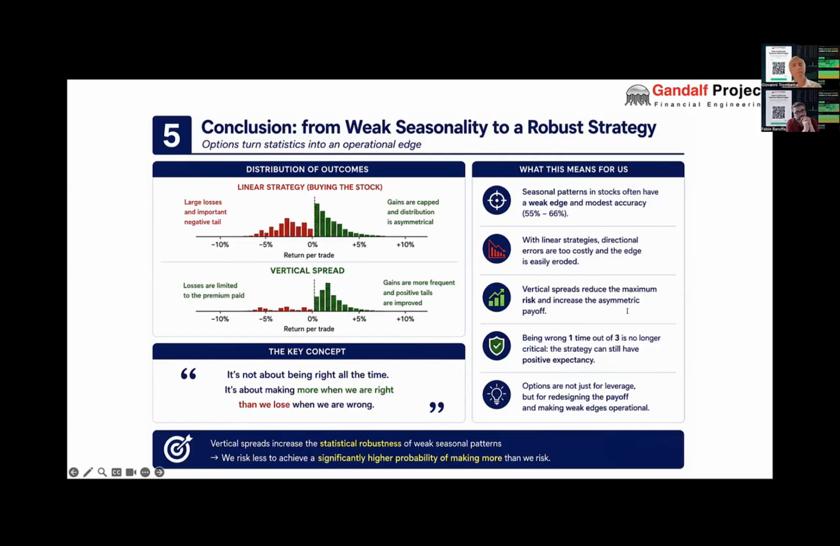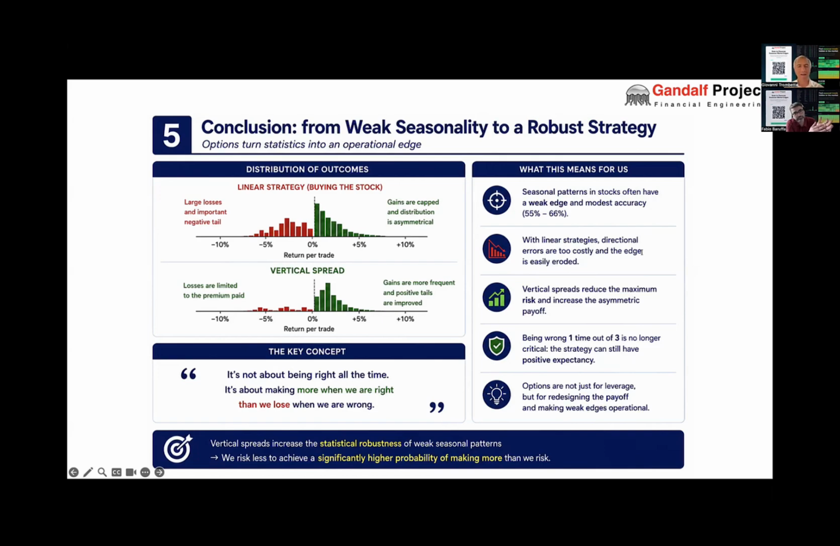Most stock seasonality patterns have winning rates between roughly 55% and 65%, something like this. That's often not enough for a simple stock buying strategy, but it can be enough when combined with an appropriate option structure like the vertical spreads that themselves transform statistical information into an operational advantage. So weak seasonality, to conclude, does not automatically mean weak profitability. The real opportunity comes from combining a recurrent statistical tendency, controlled risk, and a favorable payoff structure.